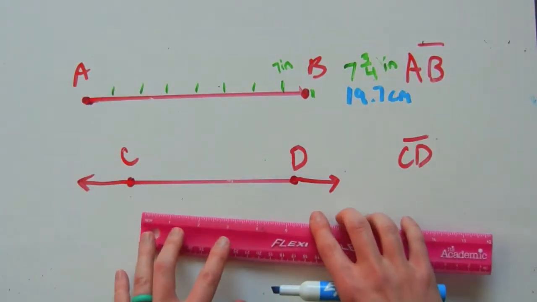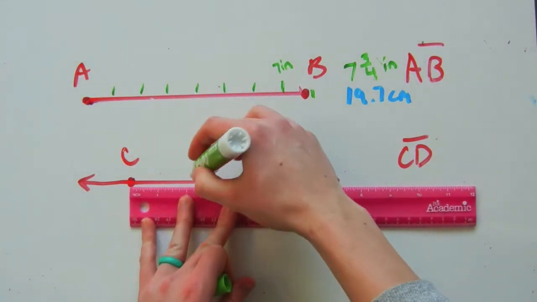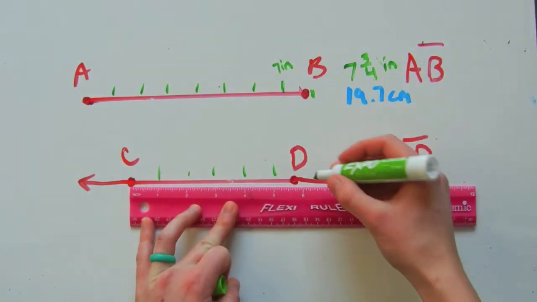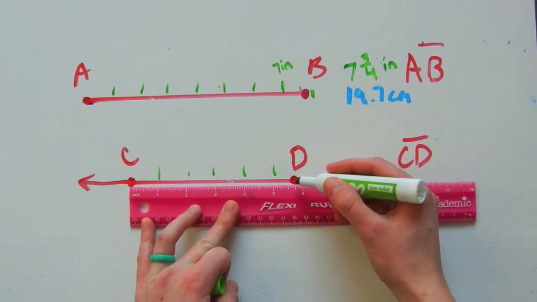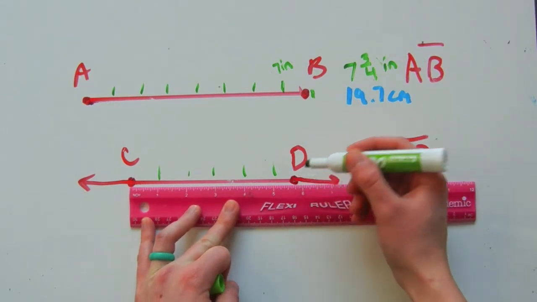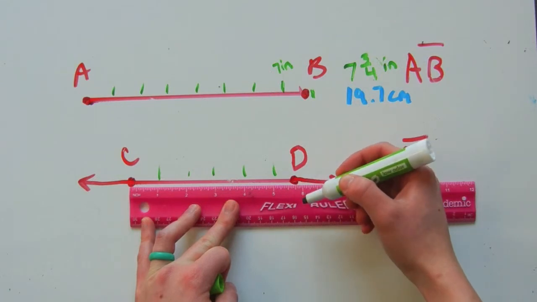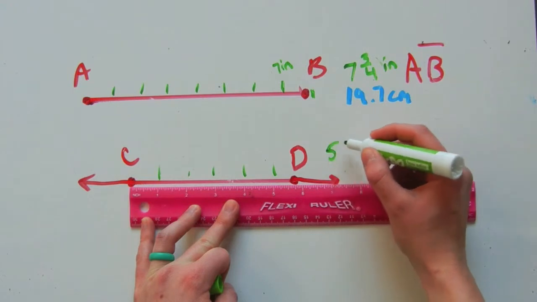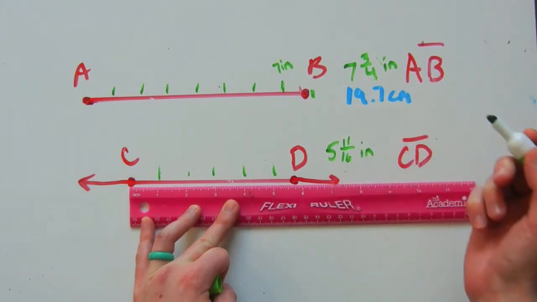Next, we're going to measure from C to D. So here's 1, 2, 3, 4, 5 inches. So it's between 5 and 6. And it looks like it lands a little bit before the 3/4 mark. So it looks like it's the 16th mark that's directly before the 3/4 mark. So that would be 11/16. So that would be 5 and 11/16 of an inch. And you can also convert that into a decimal.